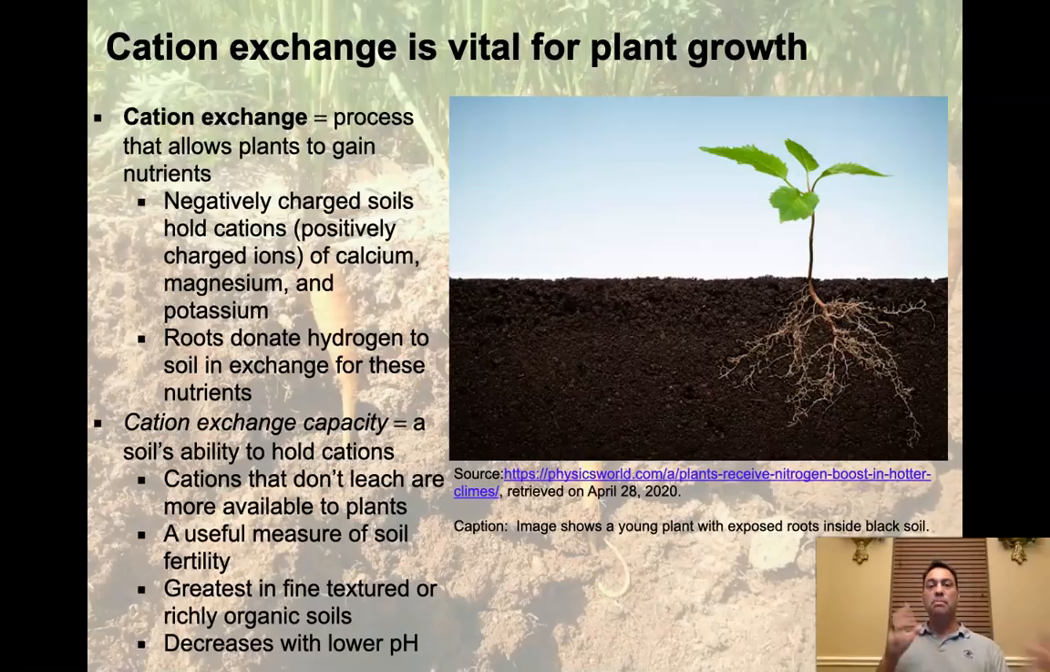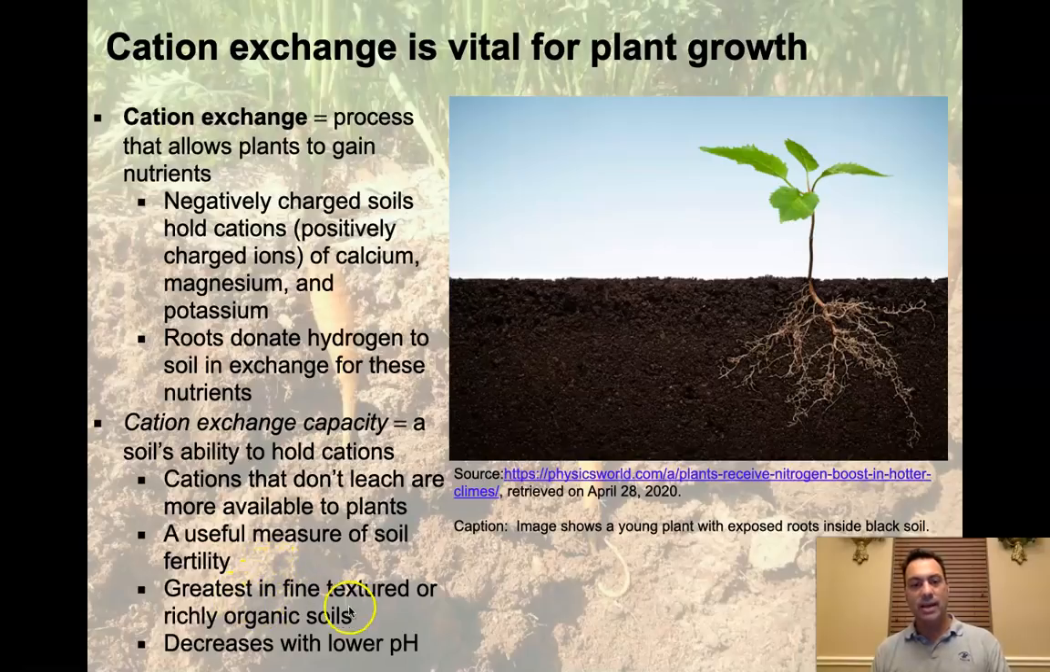So that leads us to an important concept called the cation exchange capacity. This is a soil's ability to hold cations. So cations that don't leach are more available to plants, if they're not washed out all the time. So that's actually where a lot of the humic and fulvic acid comes in. It helps prevent a lot of these things from moving out, and it holds it within the soil structure. It's also a useful measure of soil fertility.